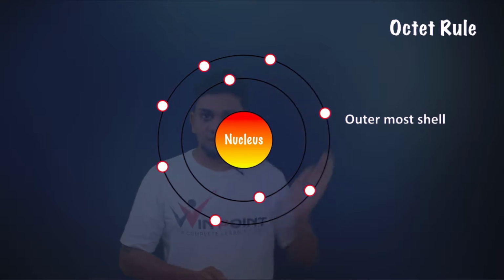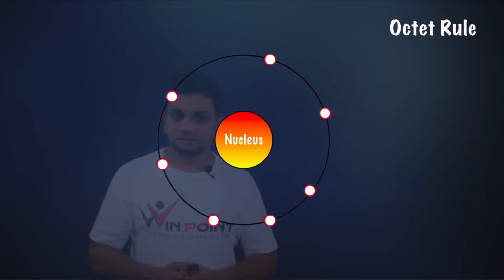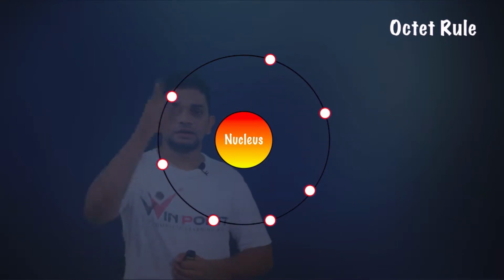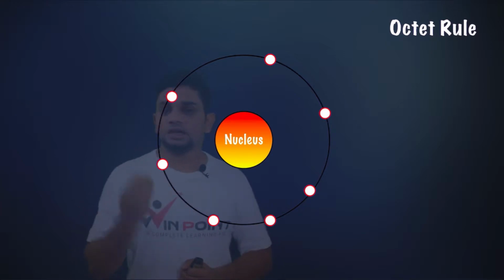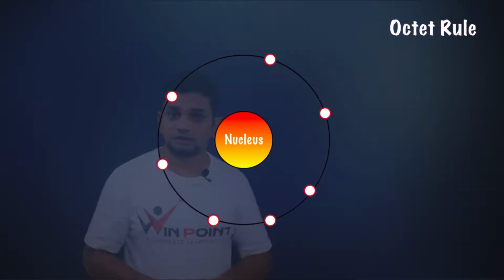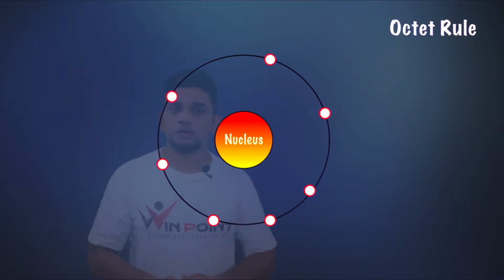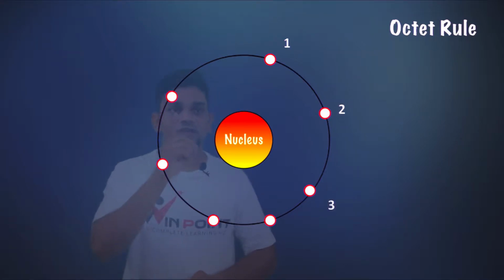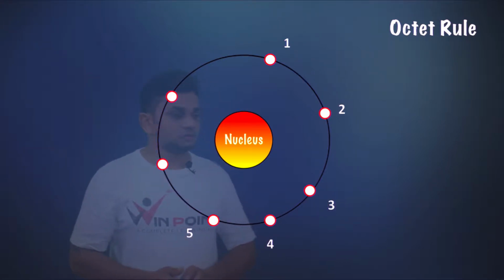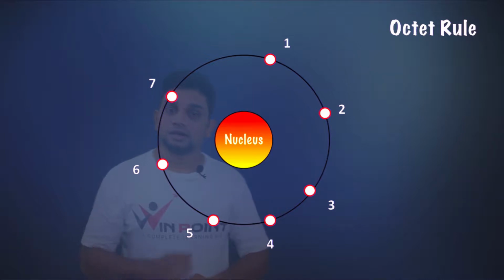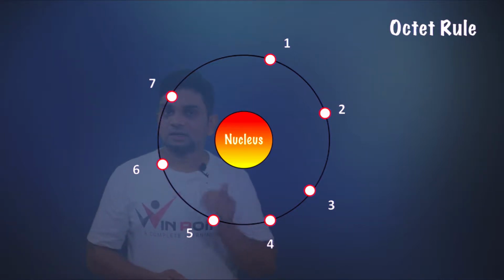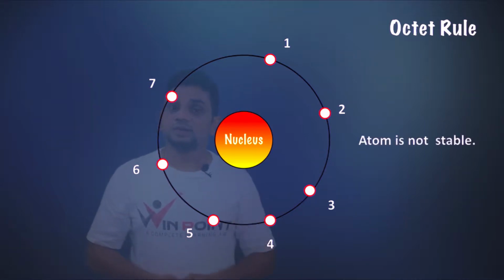Here you can see an atom, its nucleus, and its outermost shell. How many electrons are there in that outermost shell? Can you count the number of electrons? 1, 2, 3, 4, 5, 6, 7. There are 7 electrons. If an atom has 7 electrons in the outermost shell, this atom is not stable.